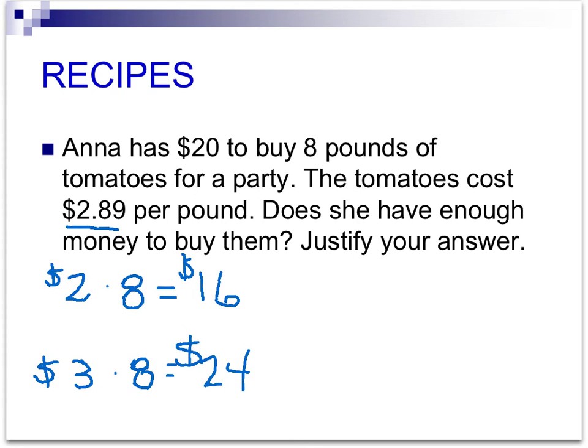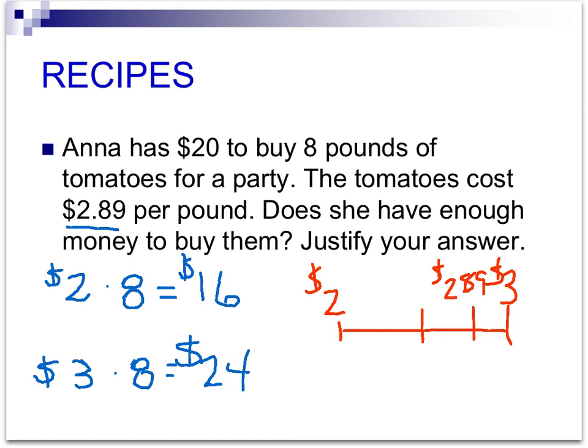Now, looking to answer my question, does Anna have enough money to buy them? Well, the first thing I'm going to look at is the under $2 and the over $3, and then looking at the actual $2.89. Well, what I know about that is this, that looking at $2.89, if I were to look at a scale, $2 and $3, I know that $2.89 would be well over halfway to $3. It's very, very close to $3.